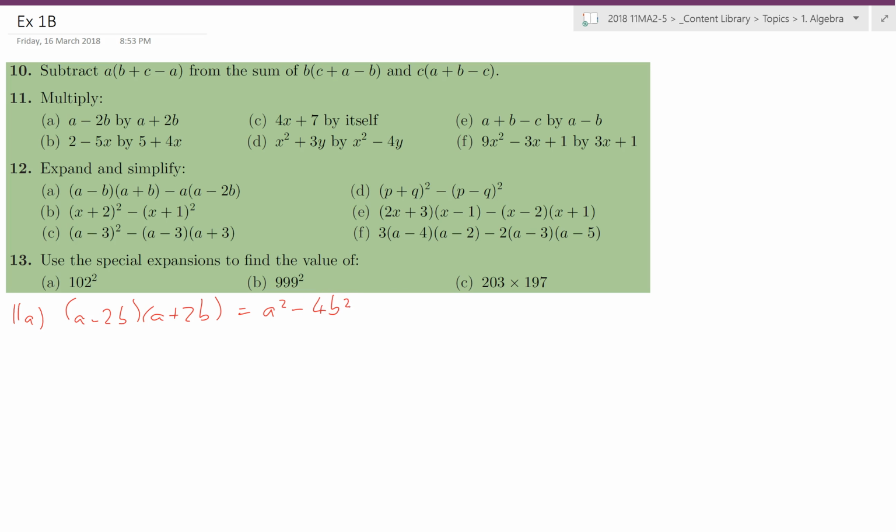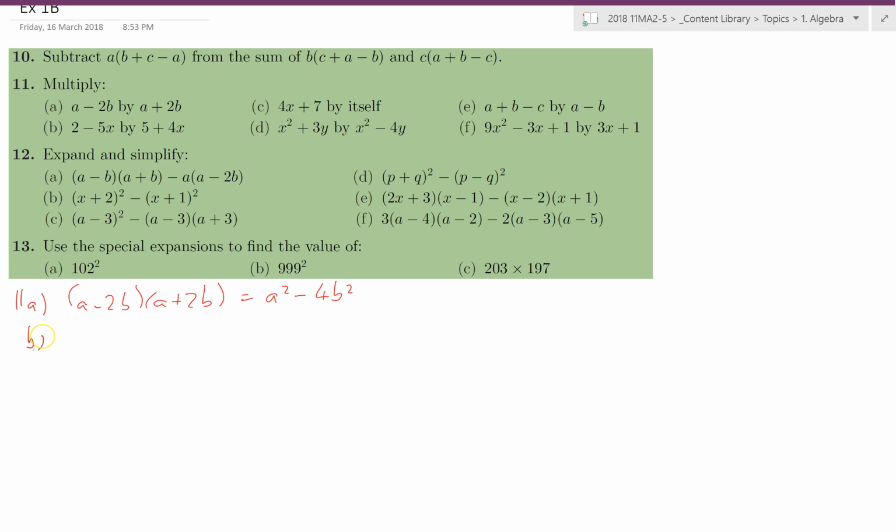And if I see something like a squared minus 4b squared, I want to see that and go, I factorise that. It's going to be a plus 2b, a minus 2b. Never mind. Anyway.